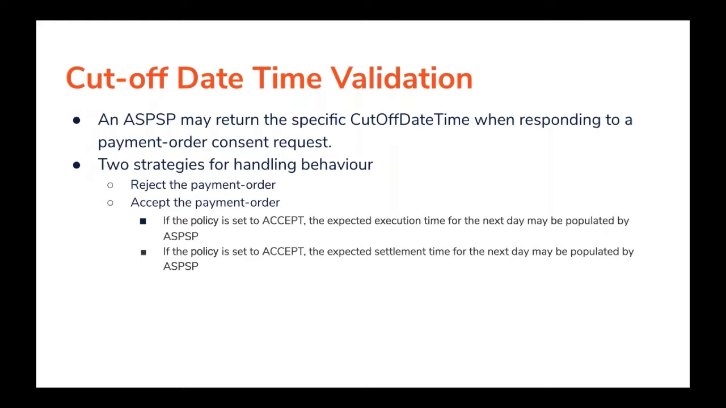According to the spec, the bank can follow two strategies to handle a payment if it is made after the cutoff time has elapsed. The first option is it can reject the payment. And the second case is the ASPSP can accept the payment. In this case, it has to communicate the expected execution time and the expected settlement time of the following day to the TPP.